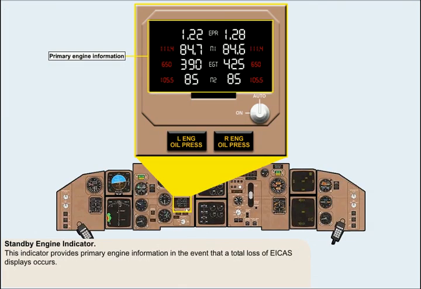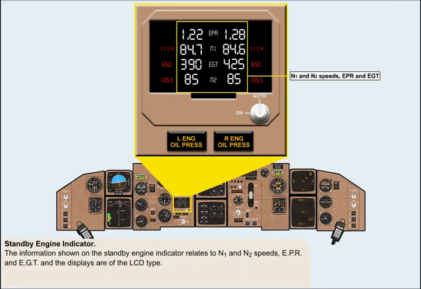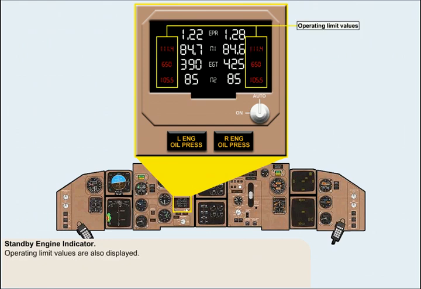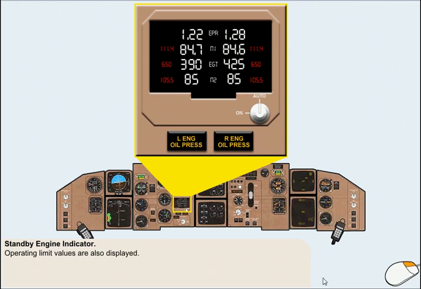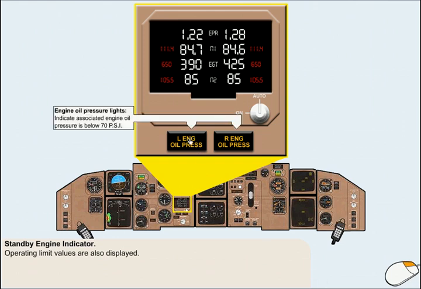The standby engine indicator provides primary engine information in the event that a total loss of ICAS display occurs. Information shown on the standby engine indicator relates to N1 and N2 speeds, EPR and EGT, and the displays are of the LCD type. Operating limit values are also displayed. Moving your mouse cursor over each part of the indicator will display the purpose of it.